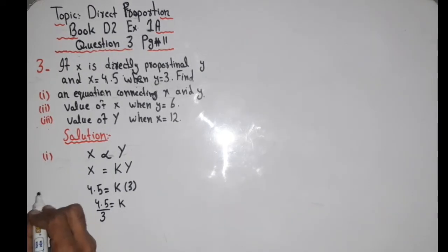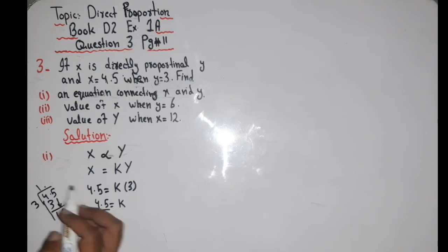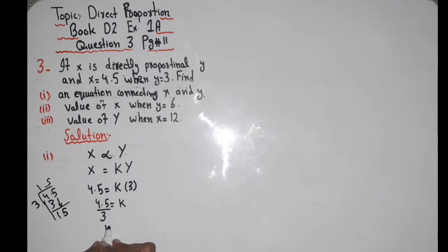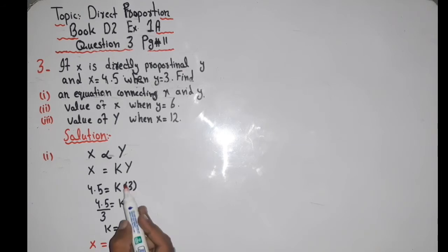If we divide 4.5 by 3, 3 ones are 3, 1 will come, we will bring down 0.5, so the point will go up, 3 5s are 15. So k will be equal to 1.5. Now we have to write an equation connecting x and y. As x is equal to ky, we can write x equals, what is the value of k? 1.5 y. x equals 1.5 y. This is an equation that is connecting x and y.